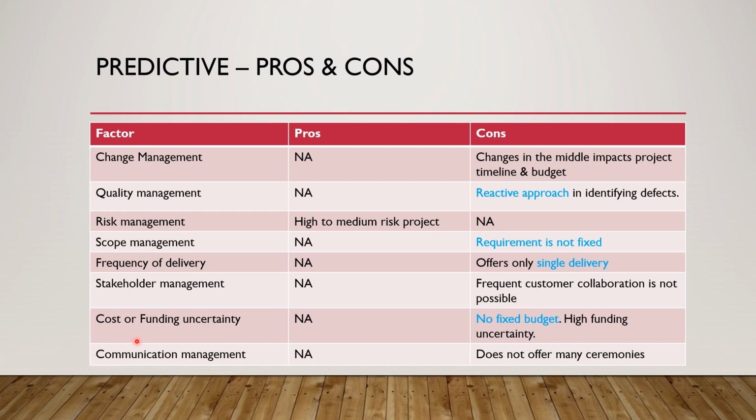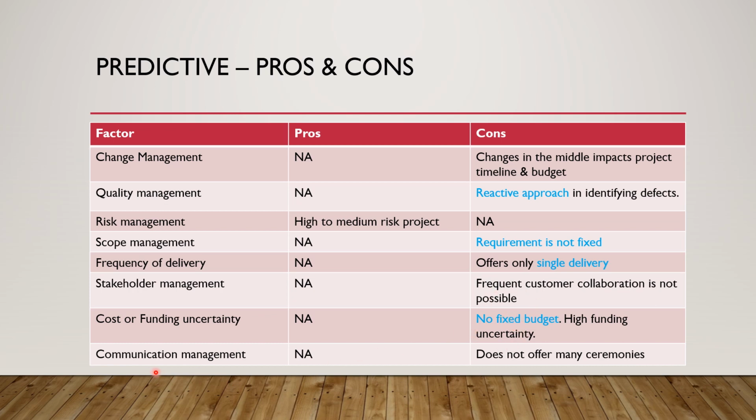Next is the cost or funding uncertainties. The nature of the current project has some budget constraints. There are some uncertainties. But the predictive model is more suited for high funding certainty. Therefore, it is again on the downside.